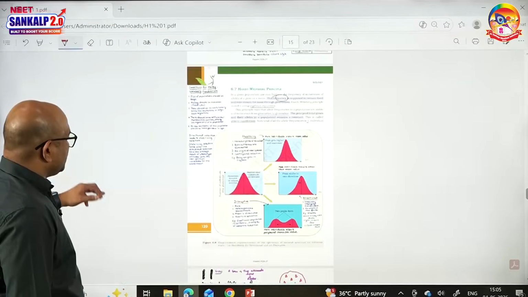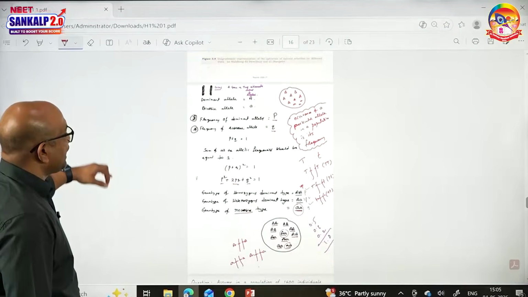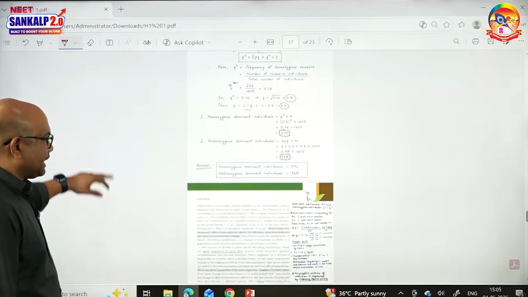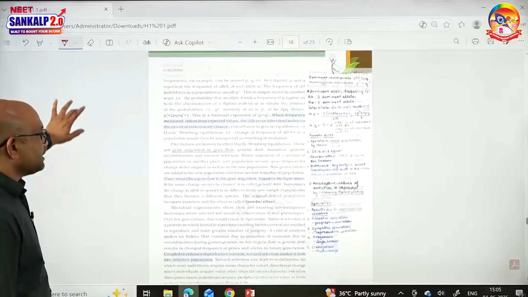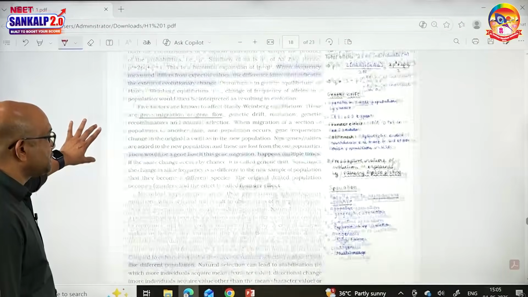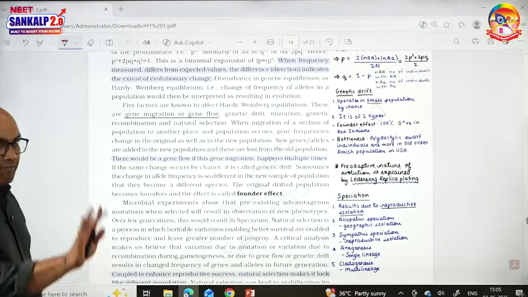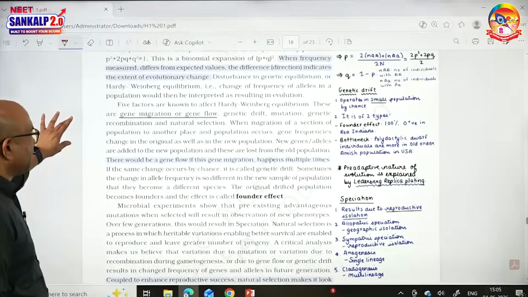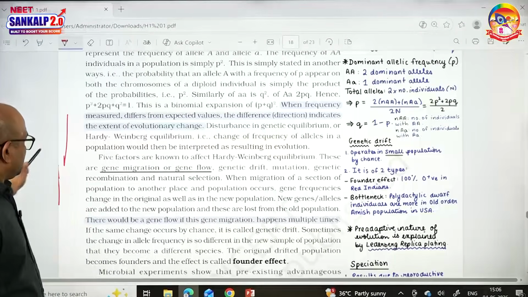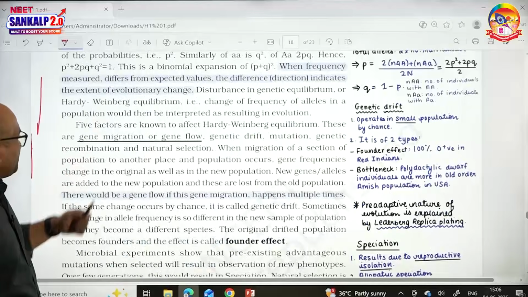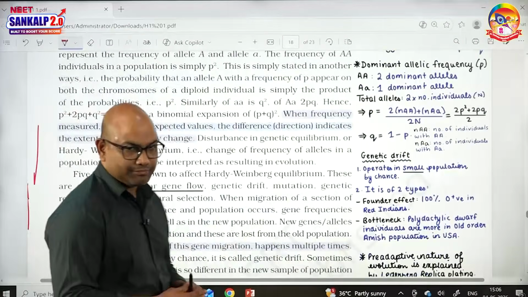Okay. So what are the factors that are influencing the Hardy-Weinberg equilibrium? See, conditions of Hardy-Weinberg equilibrium maintain the equilibrium. Factors affecting Hardy-Weinberg equilibrium means they disturb Hardy-Weinberg. So there are 5 important factors. Listen one by one, guys. Factors affecting Hardy-Weinberg equilibrium include gene migration, that is one factor.